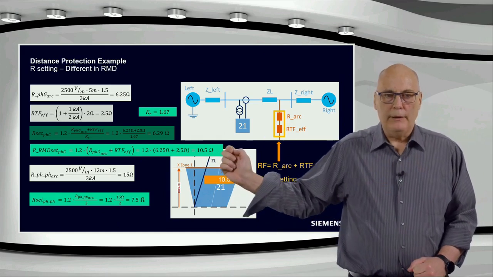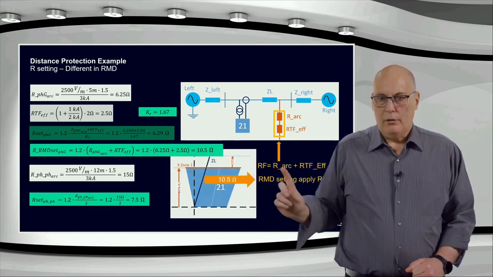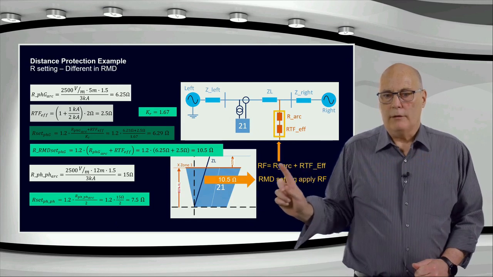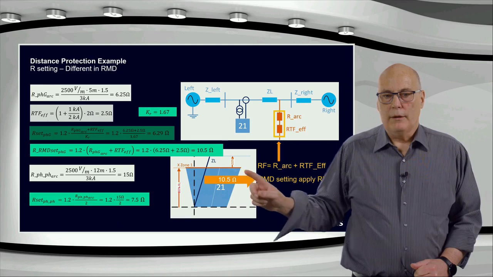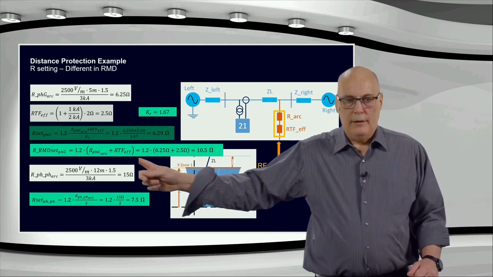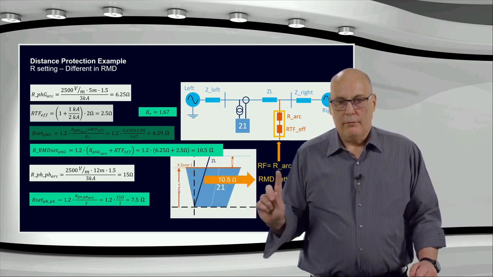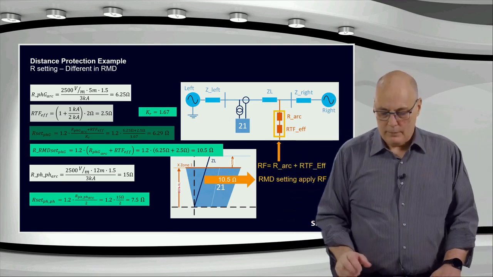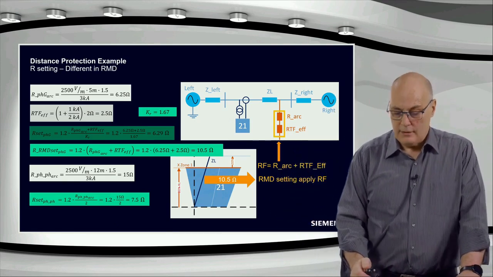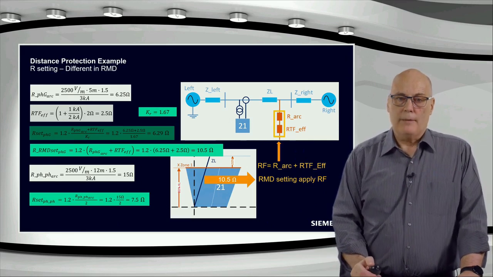For RMD, you set it directly. You don't divide it by KR. You set this RF directly. So the 10.5 ohms calculated here is basically 120% of this RF arc over here directly. That's a small difference. That's where the RMD setting is different to the classic.